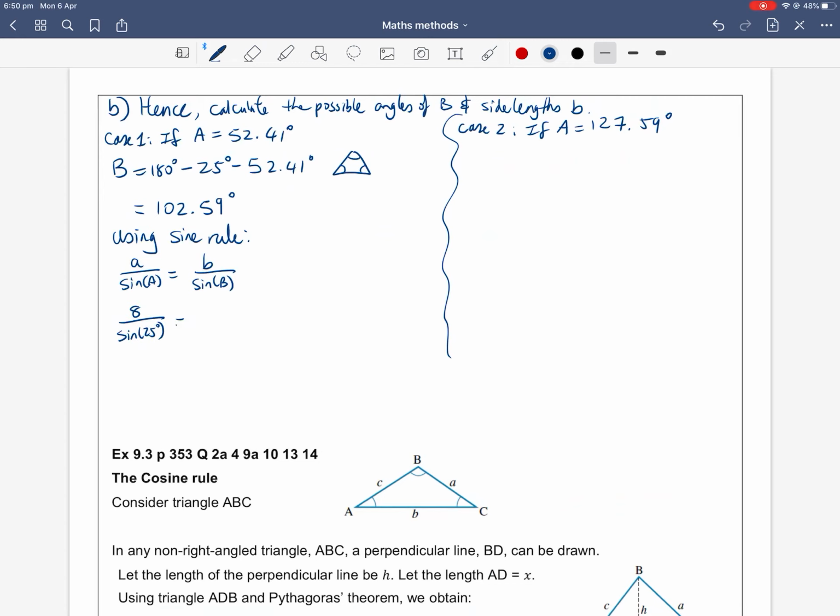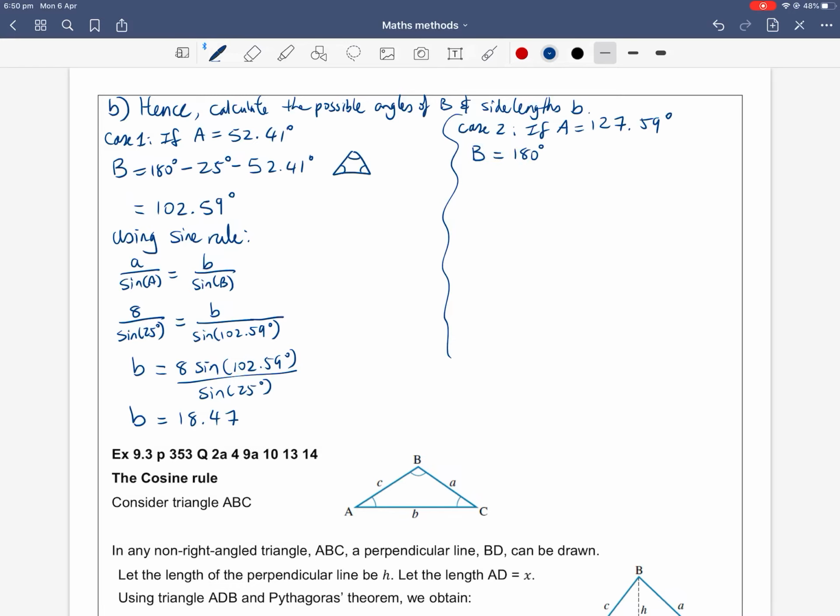So 8 on sine of 25 degrees is B on sine of, in this case, one angle. B is 102.59 degrees. So B is 8 sine 102.59 degrees divided by sine of 25 degrees. Using a calculator, B is 18.47.